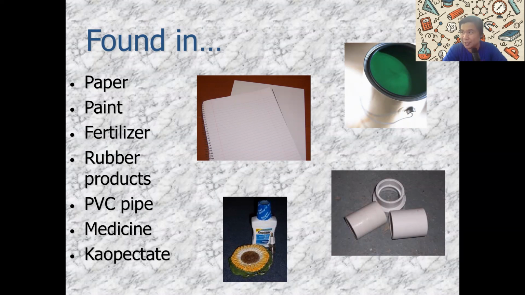I thought it was just wood, but it turns out it's not just wood. It's actually a lot of things. Some of them actually come from rocks. Even paint. Paint is a liquid, but rock is a solid, and it's still found there. Fertilizer, rubber products, any type of object that is rubber.